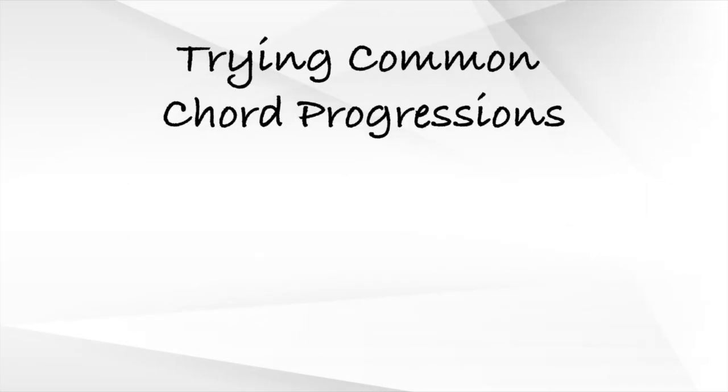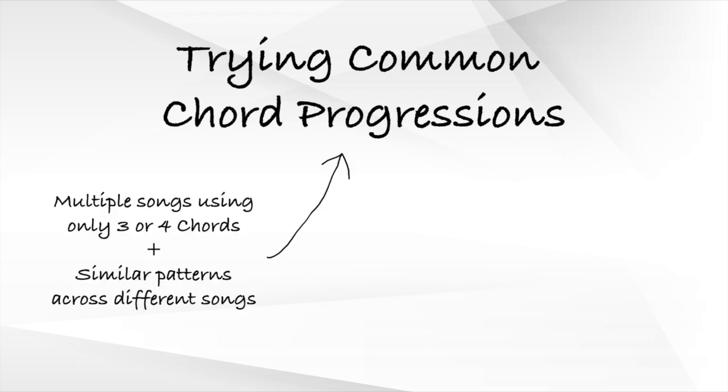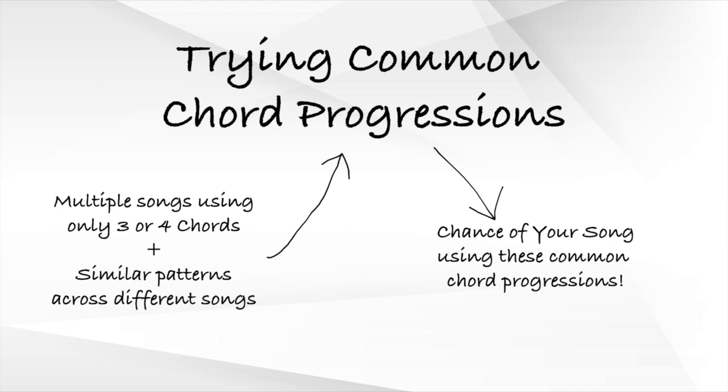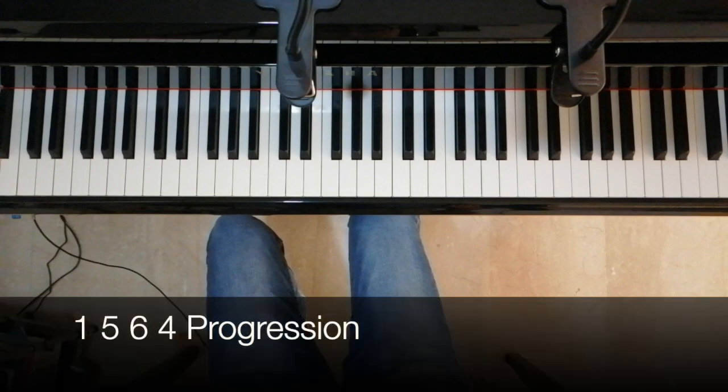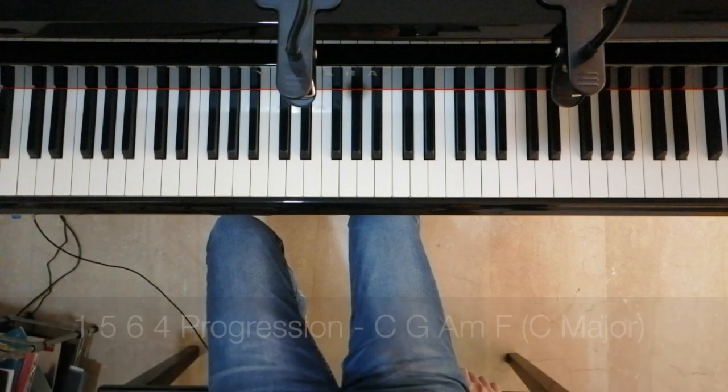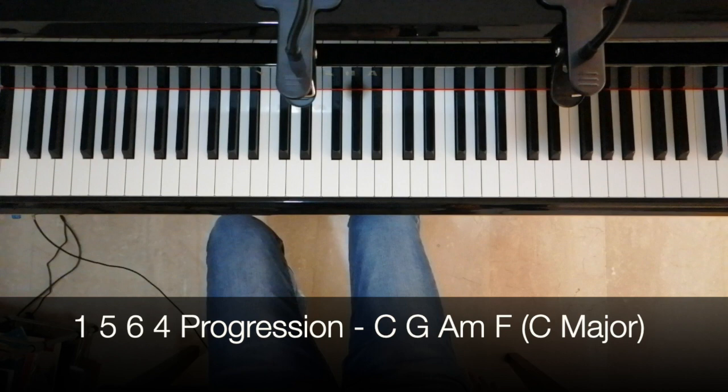The first method we can use to guess chord progressions is to try multiple common chord progressions and see if they work. Many songs, especially pop songs, use only 3 or 4 chords which repeat themselves throughout the entire song in a similar pattern. There's thus a chance that whichever song you wish to learn follows one of these common chord progressions. The first common chord progression we need to know is the 1-5-6-4 progression, which translates to C, G, A minor, F when in the key of C major.